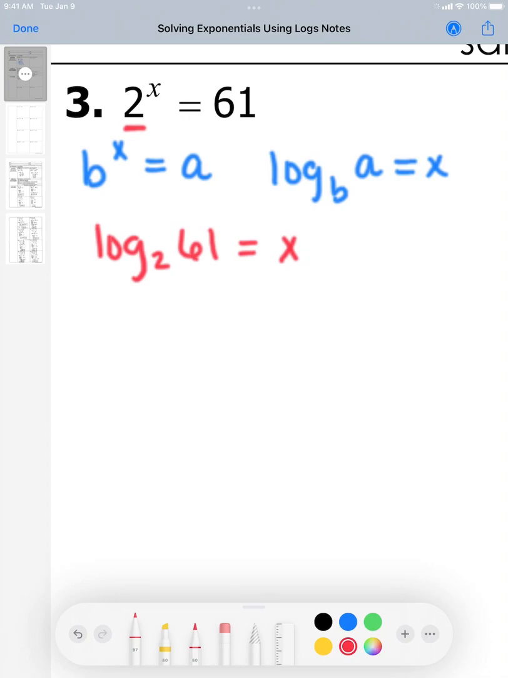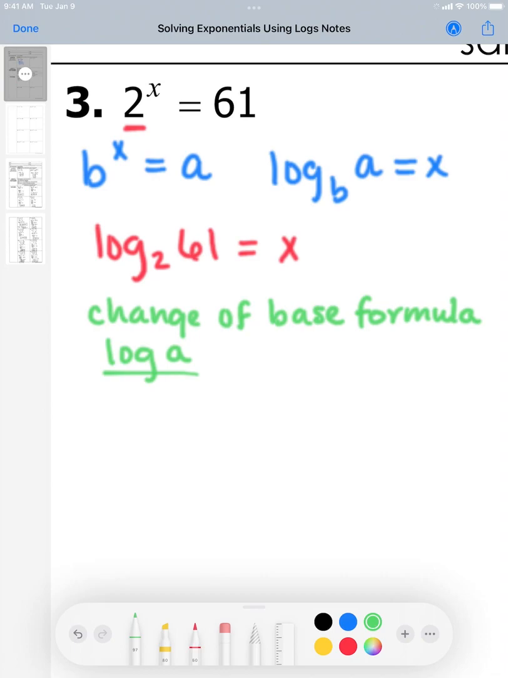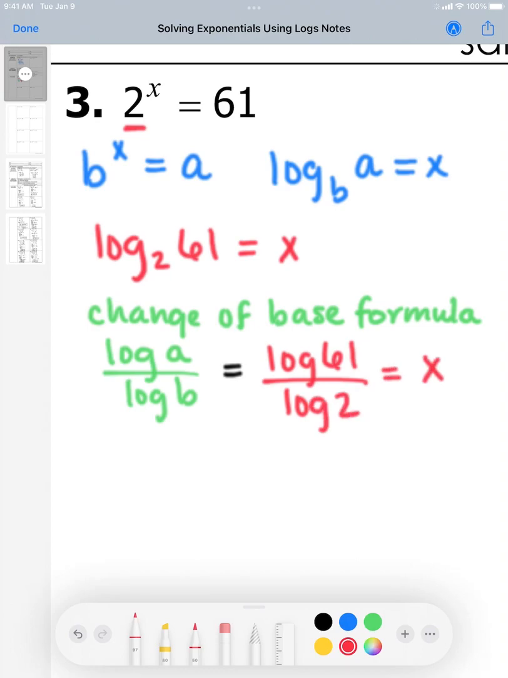Okay, and in a calculator, you cannot really change the base, so you would have to use the change of base formula. And the change of base formula is just log of a divided by log of b, your base. So in this situation, that would be log of a, in this case the big 61, over log of b, the base 2. That's equal to x.